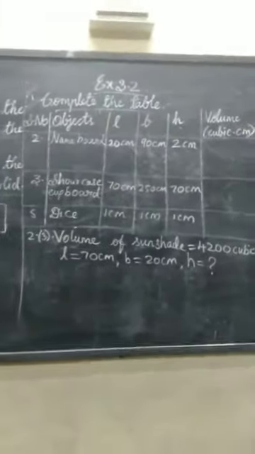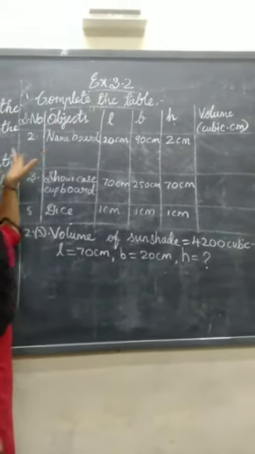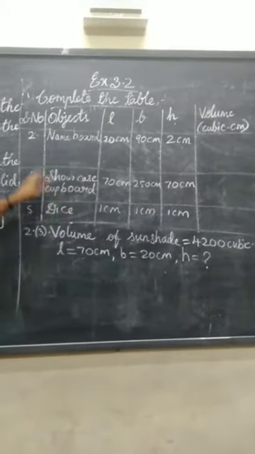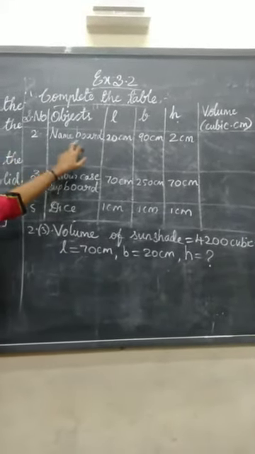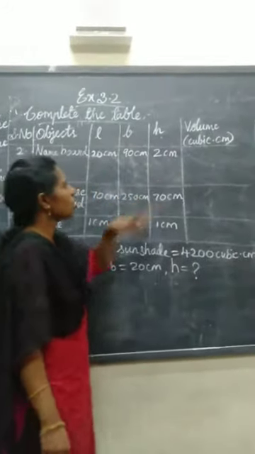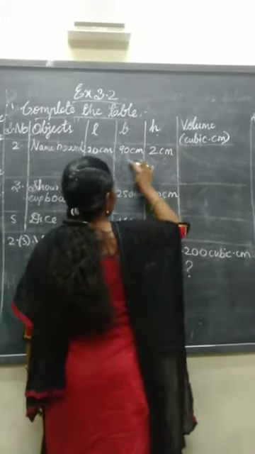Now moving to the exercise sums. Exercise 3.2. Complete the table. You have to find the volume of these objects. See the second one, the object is name board and the length, breadth and height are given. What is the volume? Volume is equal to L into B into H. So just multiply all the three numbers.